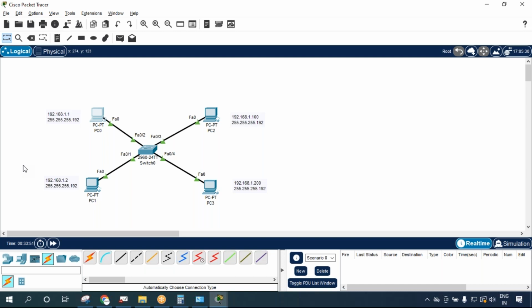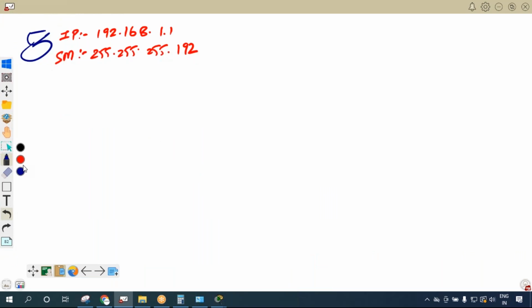Now, my dear friends, coming back on this point, the IP address is 192.168.1.1 and the subnet mask is 255.255.255.192. What is the meaning of this? First of all, the logic: 128, 192, 224... 128, 192. Oh, it is /26. First step is done.